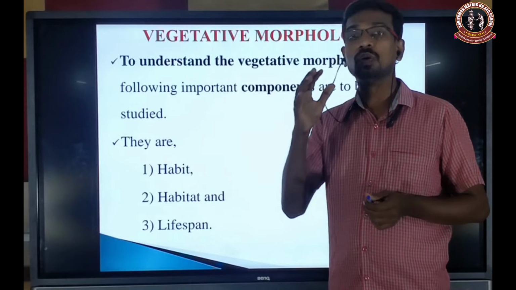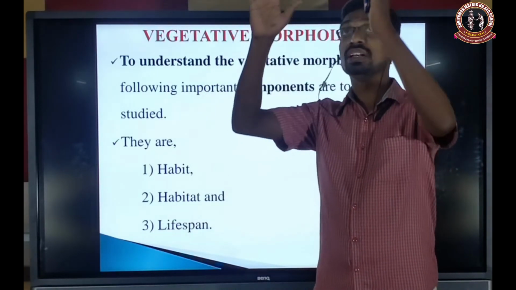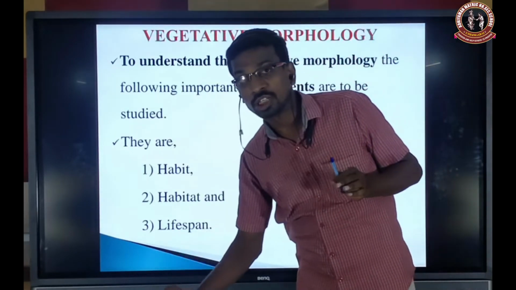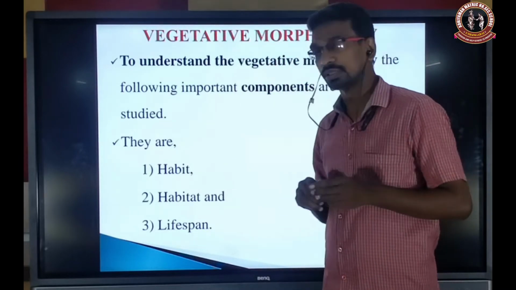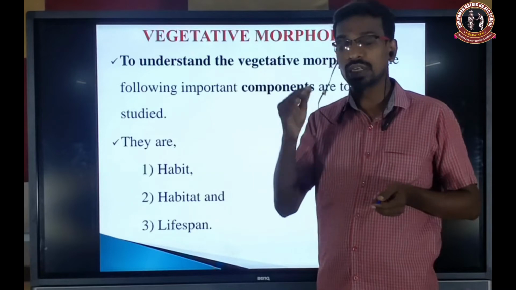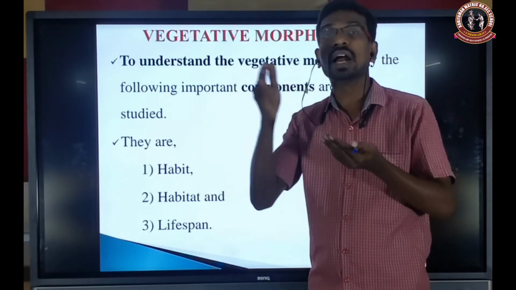Habit: how the plant will grow, whether it grows as a small plant or a big tree. That is habit. Habitat: where it is grown, whether they grow in a terrestrial condition or an aquatic condition.